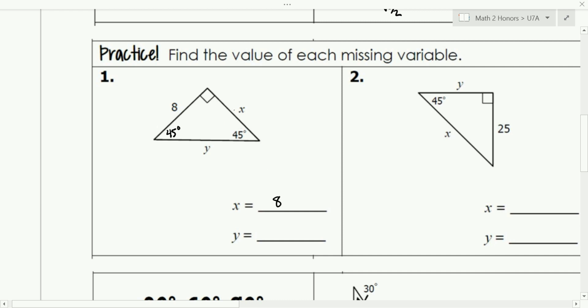Well, yeah, it's the converse of the isosceles triangle theorem. Yeah, you're right. And then we could come up with y without even doing this. We could use the Pythagorean theorem, huh? So you could do that, but I want you to practice using proportions.